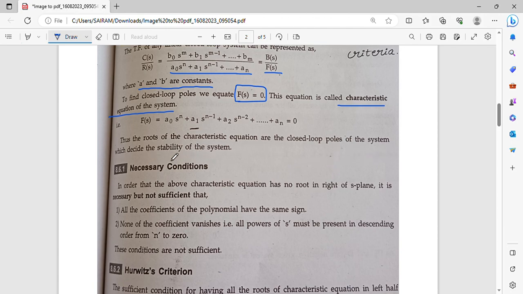So thus the roots of the characteristic equation are the closed loop poles of the system, which decide the stability of the system. So this is the information: the roots of the characteristic equation are the closed loop poles of the system. They decide the stability of the system, right? What are the closed loop poles of the system? The roots of the characteristic equation are the closed loop poles of the system and they decide the stability of the system, right?